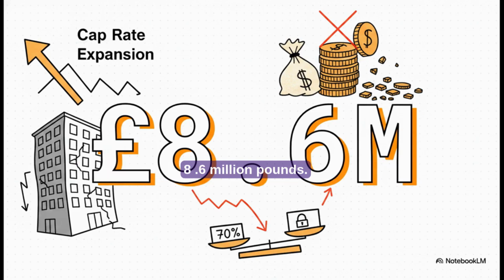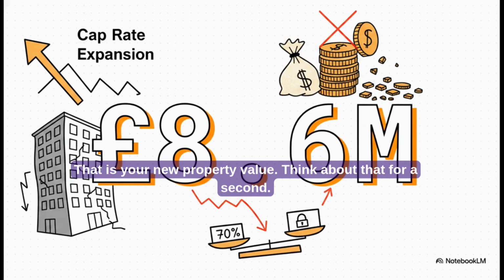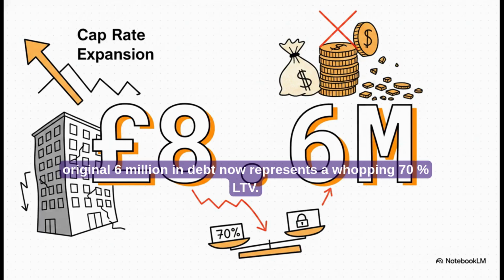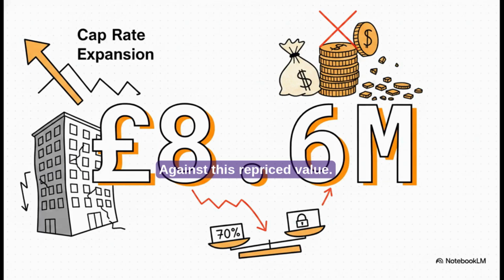So the crucial point here is this specific number. £8.6 million. That is your new property value. Think about that for a second. A mere 1% cap rate shift in the market quietly wiped out £1.4 million in value, while your building performed exactly as you planned. Your original £6 million in debt now represents a whopping 70% LTV against this repriced value.